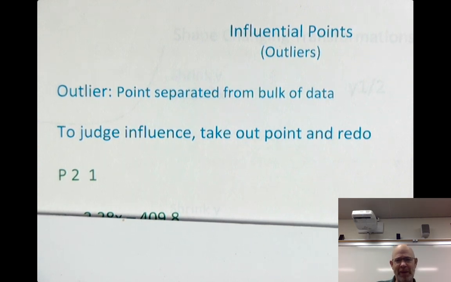So rather than this term outliers, we tend to use a better term, which mathematicians call influential points. An influential point is just like, does it influence what's going on? Does it influence the line of best fit? Does it influence the correlation?